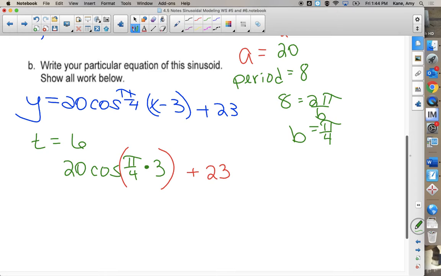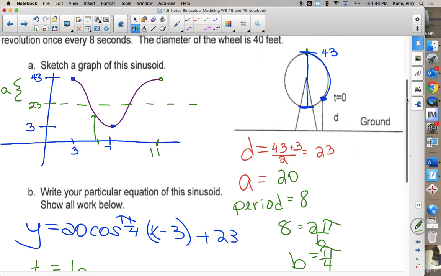Does everybody know where the second answer button is? So 20 cosine second answer plus 23. We should get 8.86. How did we do with that? Does that make it a little better? When you look at your graph, my line was a little off. It makes sense that at 6 seconds, it should be a little above 7.